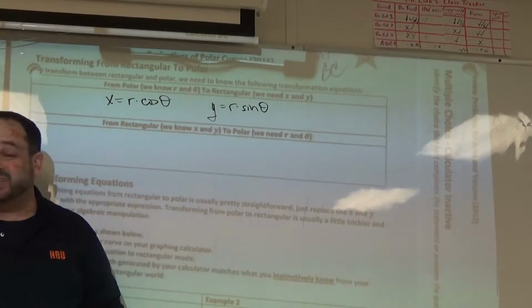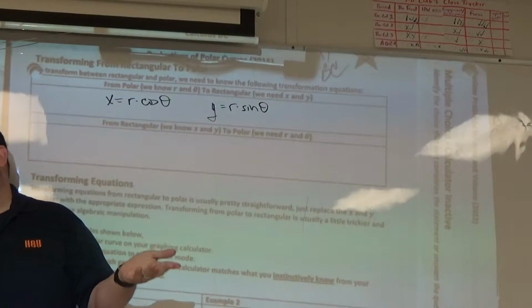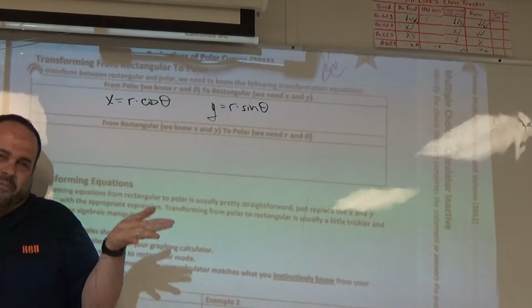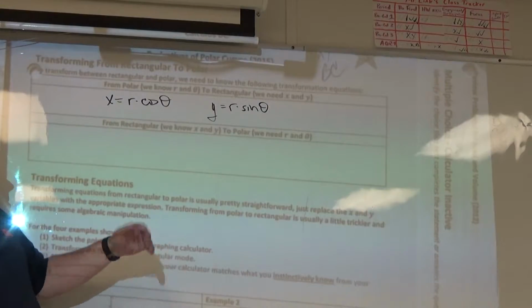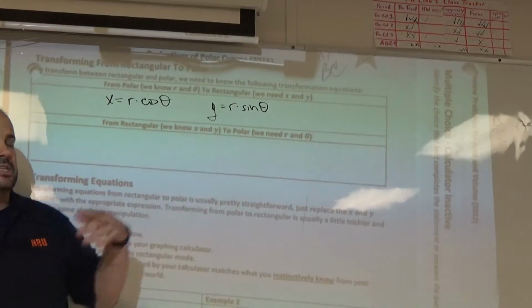AP Physics folks, you are doing this all the time, right? Projectile motion. Right, with projectiles, when you want to look at the horizontal and the vertical component of a vector, this is what you would do.